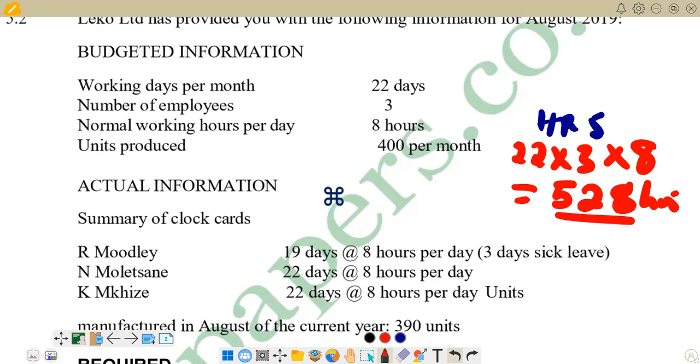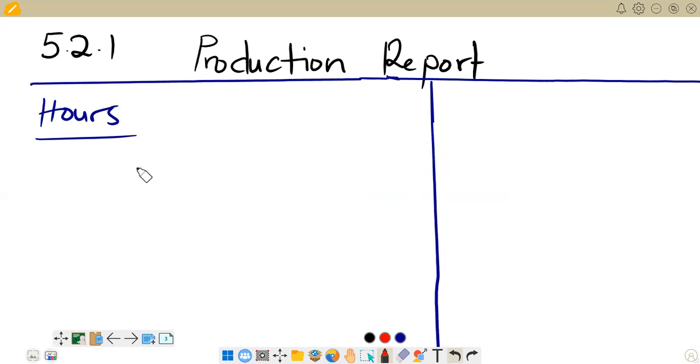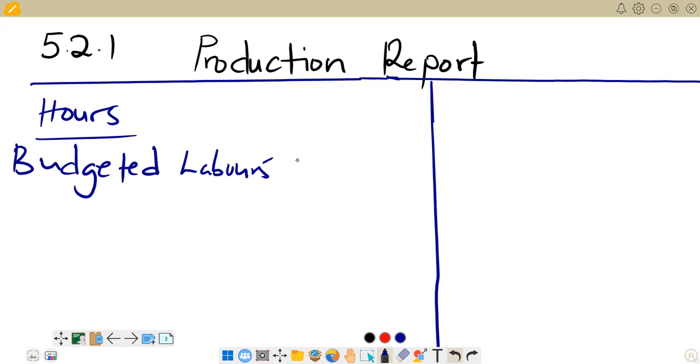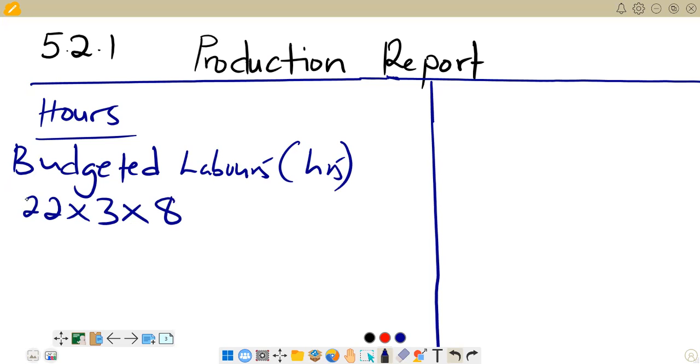So this is the summary that we are going to put in our answer section. If you go to our answer section now, you see we are going to make a comparison of hours there. We start with the budgeted, the budgeted labor, in the form of the hours that have been worked. And remember, to find the total, we have 22, multiplied by 3 workers, with 8 hours per day. This is how we calculated it, and the total that we have there is 528. So we are going to put 528 there to represent the total budgeted hours. So that is what we have in terms of budgeted.